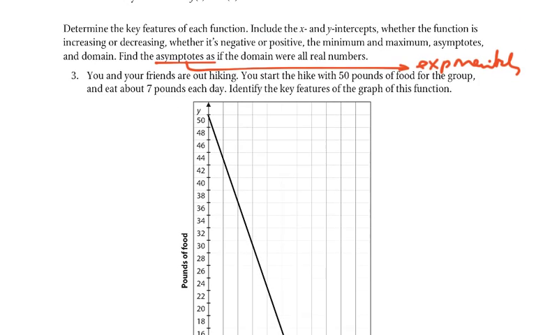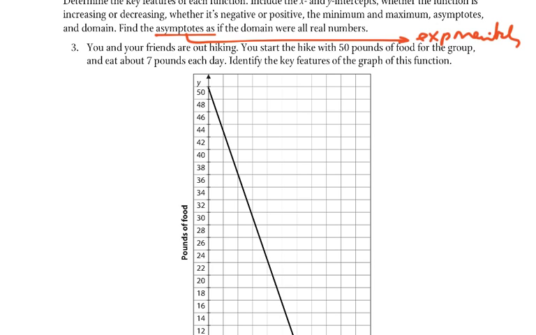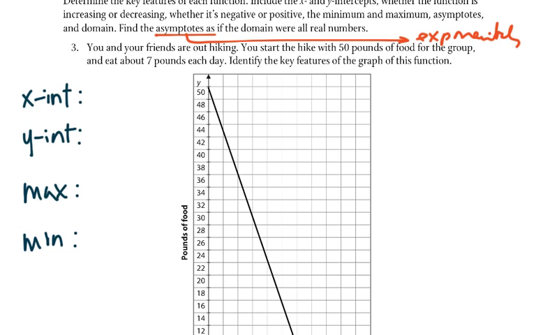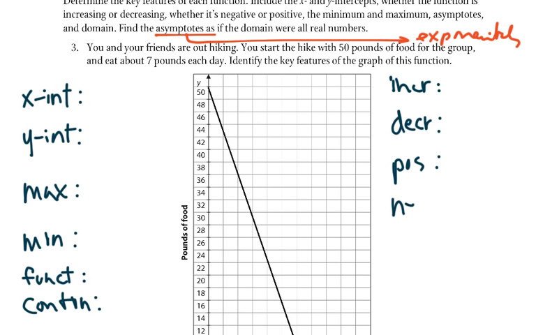Okay? So, the things that I want you to be able to write are x-intercepts, y-intercepts, a maximum, minimum. Tell me if it's a function. Is it continuous? Also, where is it increasing, decreasing? Where's it positive, negative? Domain and range. And if it's an exponential, asymptote.